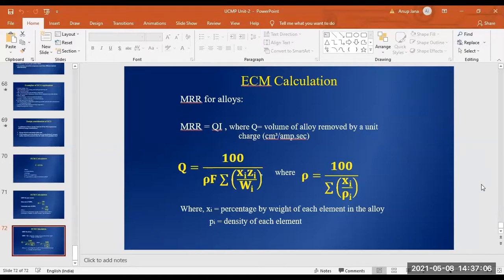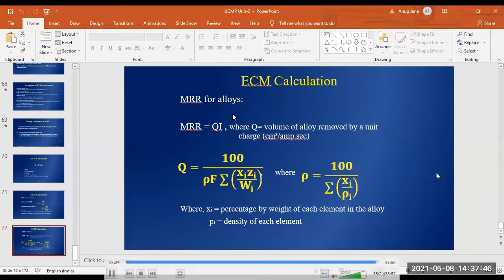That is Q equal to 100 by rho into F into summation of xi zi by wi. Okay, and rho is nothing but equal to 100 by summation of xi by rho i. And what is xi in this case? This is the percentage by weight of each element in the alloy, and rho i is the density of each element. Okay, clear?